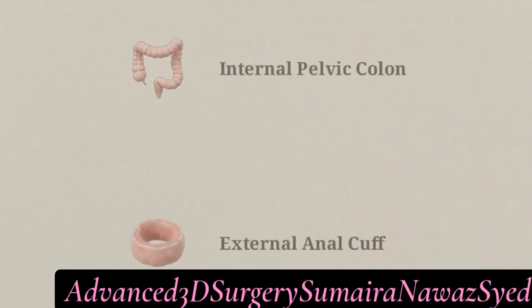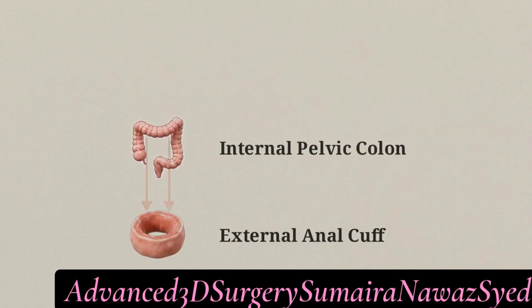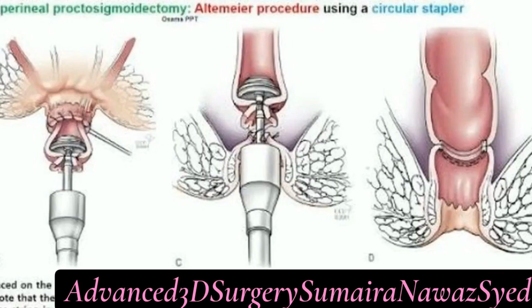This leaves 2 cut ends of bowel, the external anal cuff and the internal pelvic colon. The surgeon then constructs a coloanal anastomosis, matching the tissues and suturing them together with a series of interrupted stitches. Alternatively, this sequence illustrates deploying a circular stapler to achieve the same anastomosis.